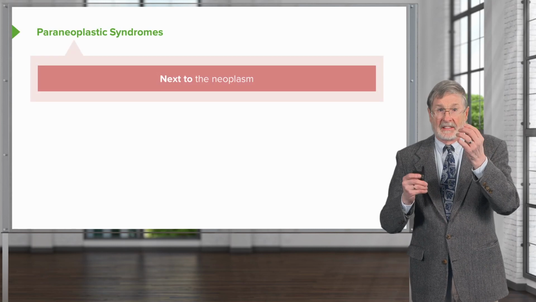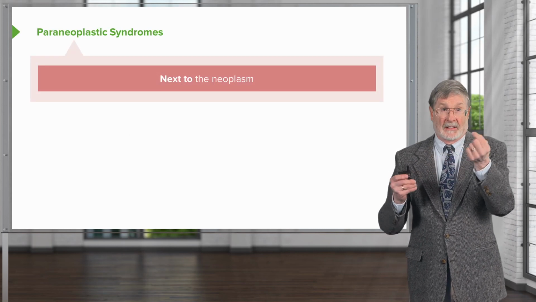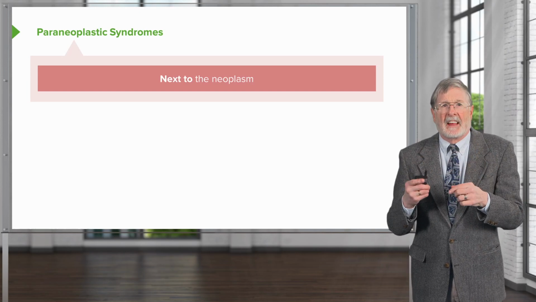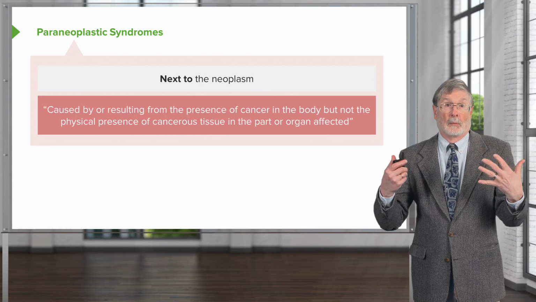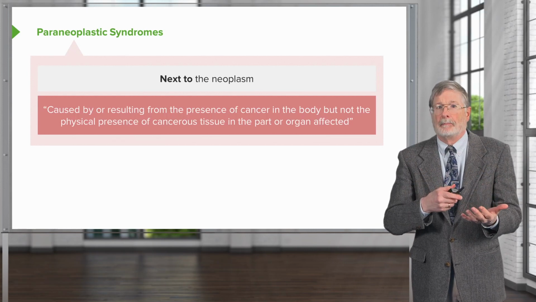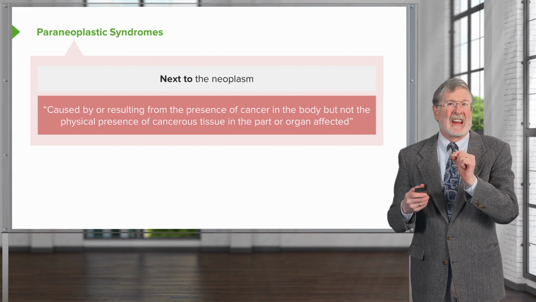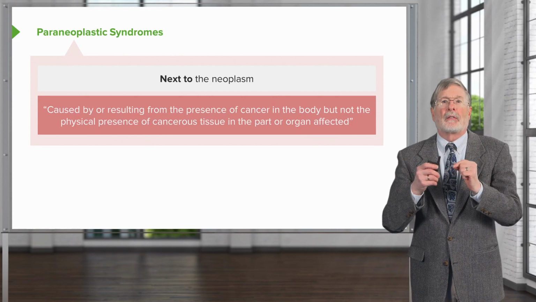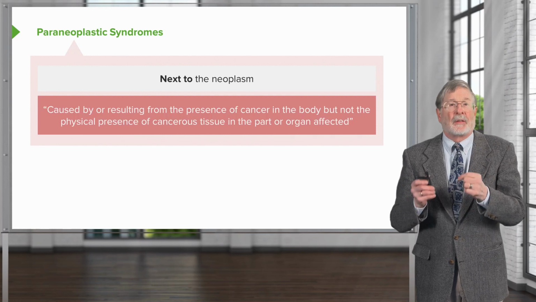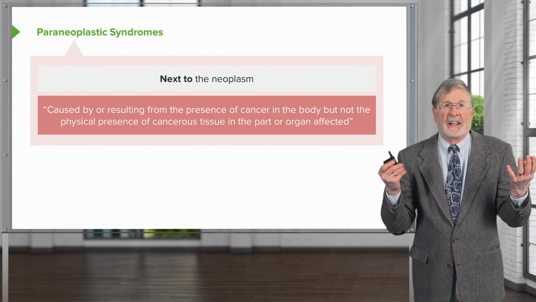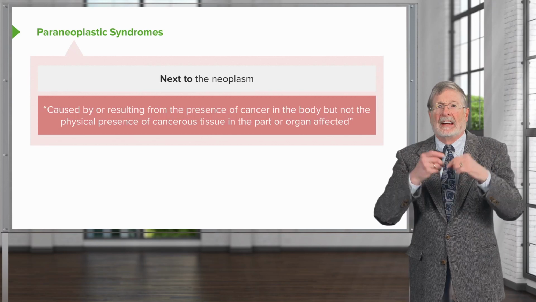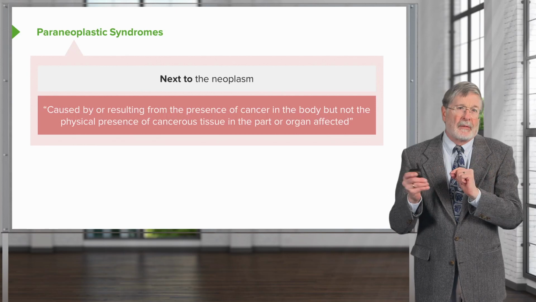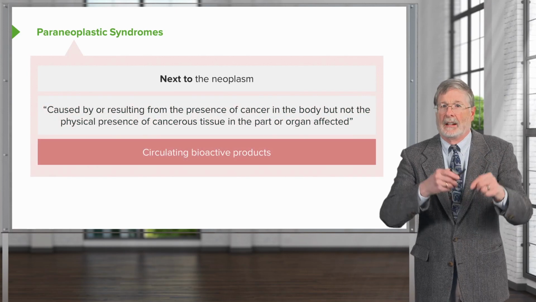And really what this means, technically, is next to the neoplasm. It's paraneoplastic. But what it really means is that this syndrome, or these syndromes, because there are multiple, are caused by or result from the presence of the cancer in the body, but not the actual physical presence of cancerous tissue in the part of the organ affected. So that means that there are things being released by the tumor into the circulation that are causing effects at a distance. And that's what we refer to as a paraneoplastic syndrome.